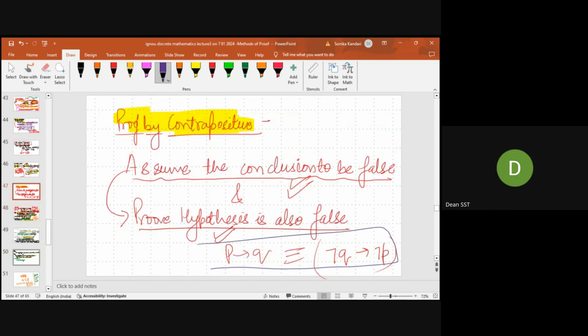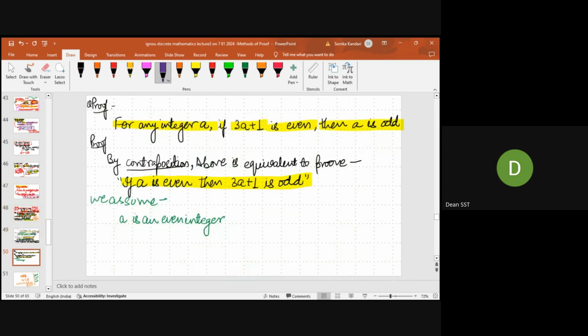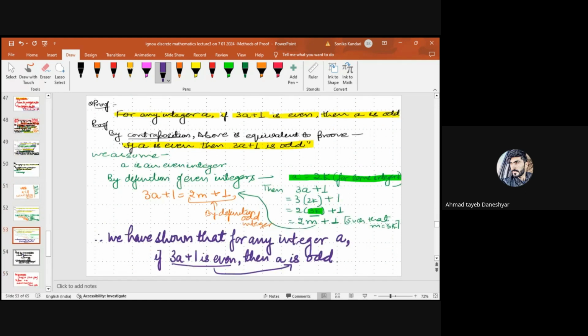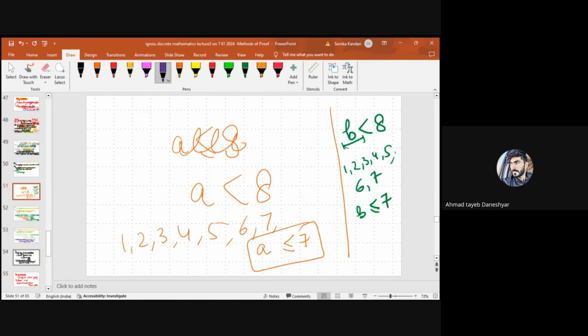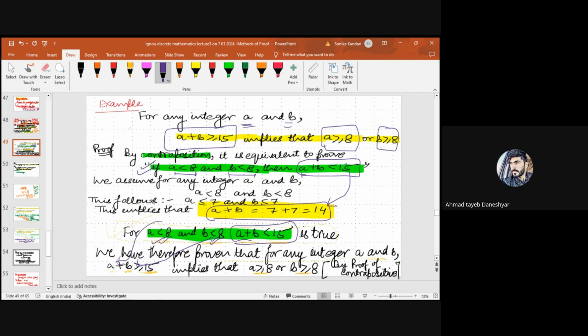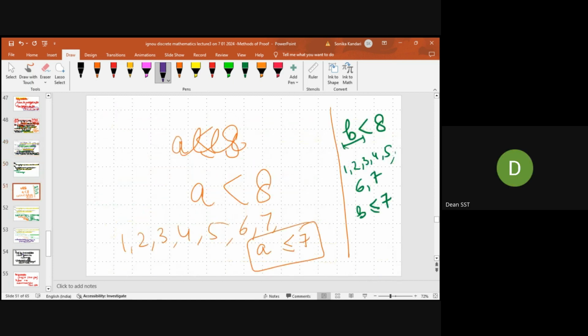Proof by contrapositive: P implies Q is equivalent to not Q implies not P. We have done it this way. Ma'am, in contrapositive, if we negate the greater than or equal to sign, then it will become less than only, not less than or equal to.